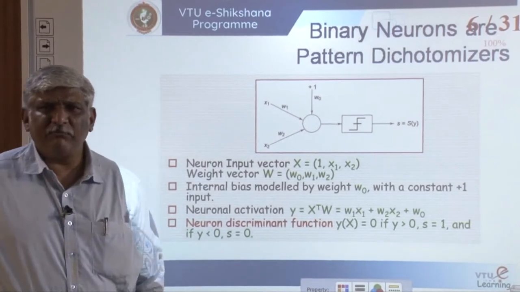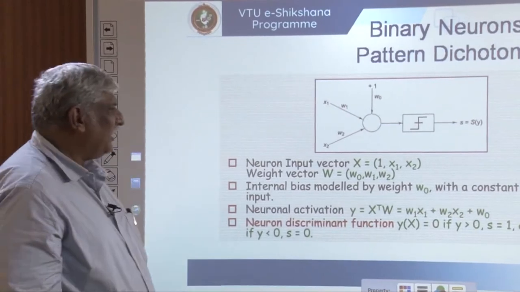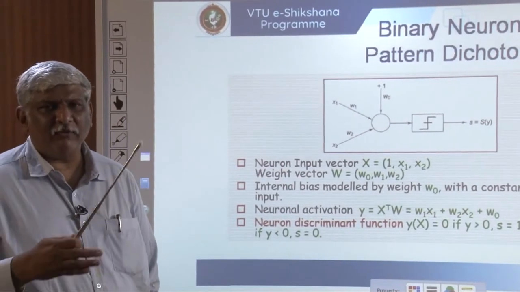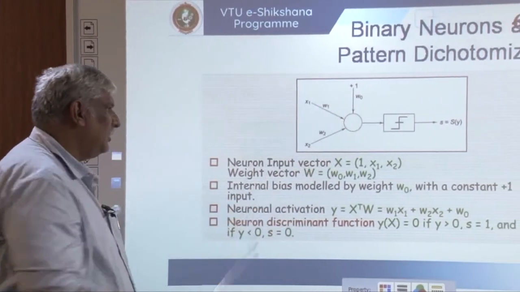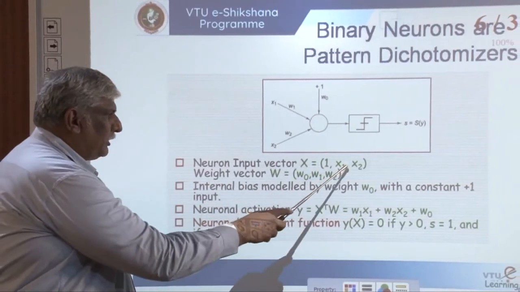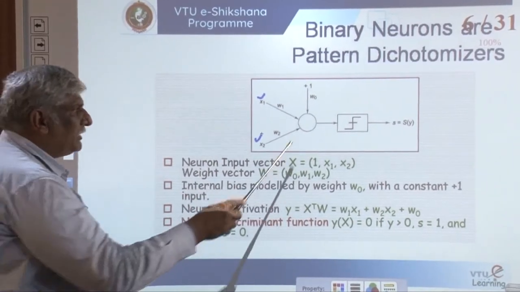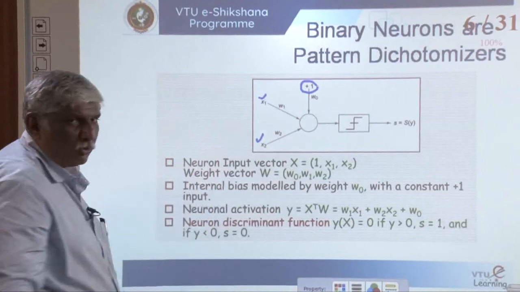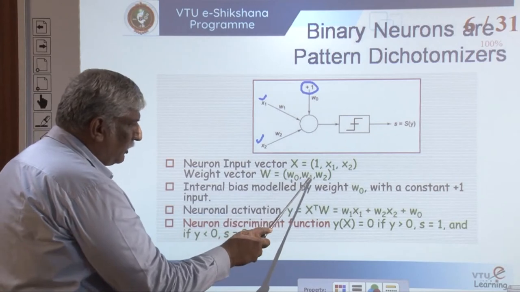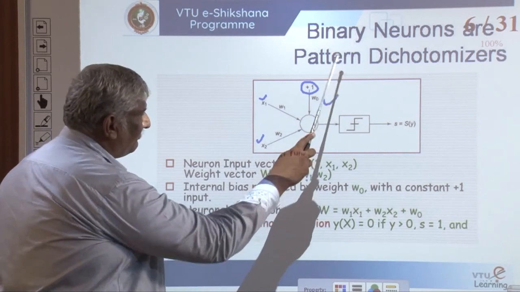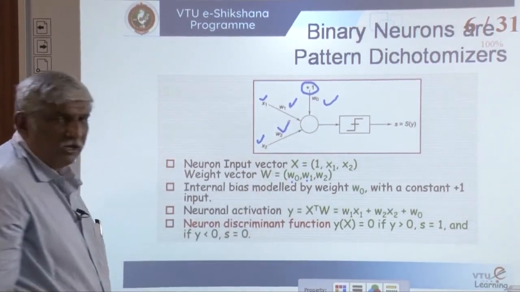The same thing can of course be represented as a binary neuron, which is called a pattern dichotomizer, and this dichotomizer is again a plane that we can divide into many parts. Now here we have a simple neuron, and the neuron input vector is x1 and x2, which are the two inputs. In addition, we have a bias, which we fix at a constant value of 1. And we consider three weights: W0, W1, W2. W0 is the weight of the bias, W1 is the weight of x1, and W2 is the weight of x2.